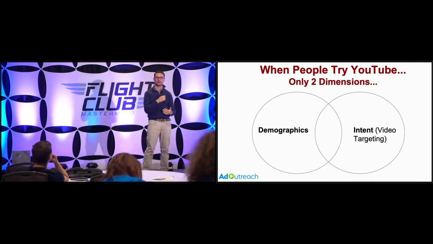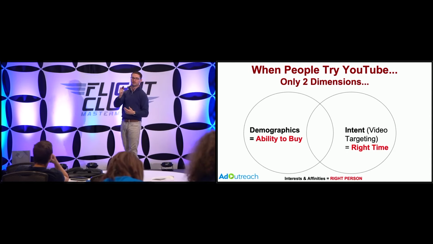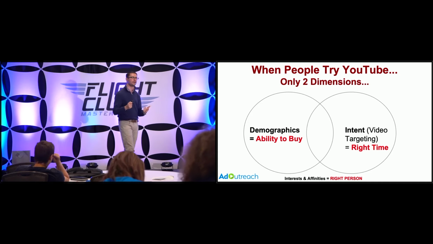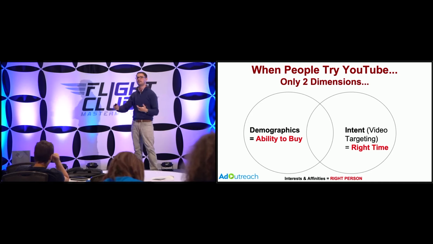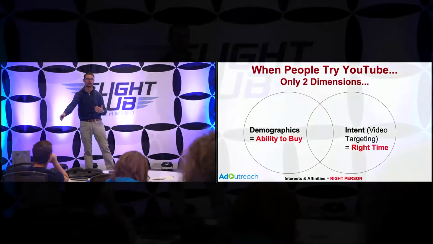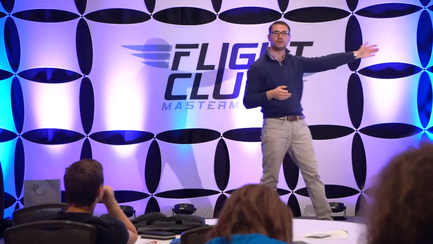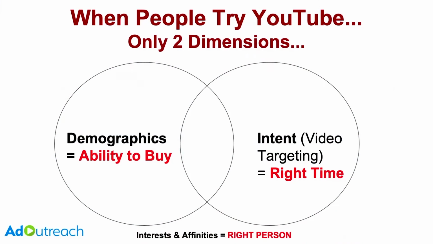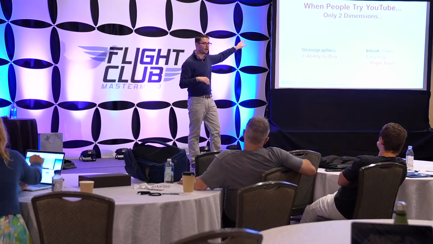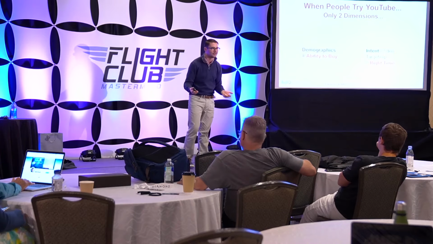But the problem here is you're now reaching someone with the ability to buy at the right time, but what if they're not the right person? What if they don't actually fit your ideal avatar? What if they're not an actual buyer? So you'll run into another issue when you try to target this way on YouTube. Now, some people actually treat YouTube like Facebook, and they go in and they set up interests and affinities, but no targeting based on the videos, and they do an opposite problem. They target people with the ability to buy and the right person, but not at the right time.